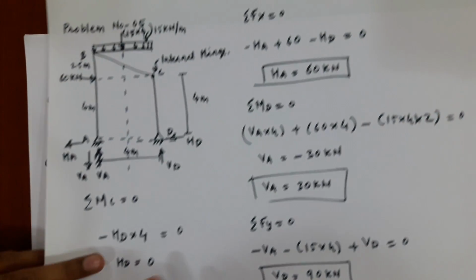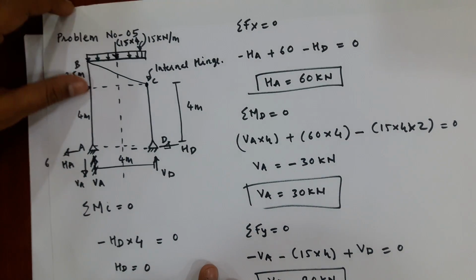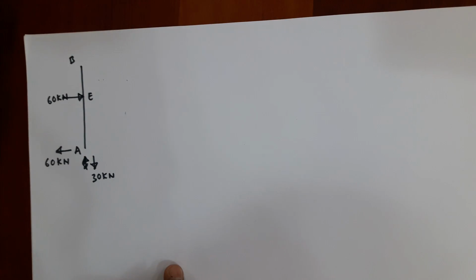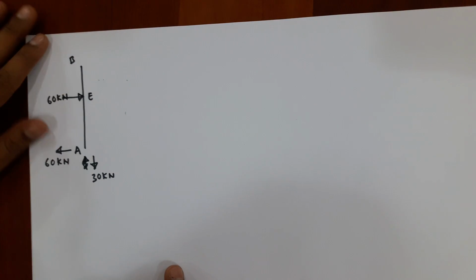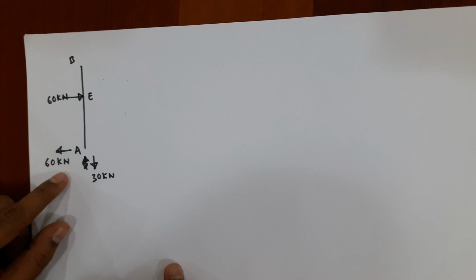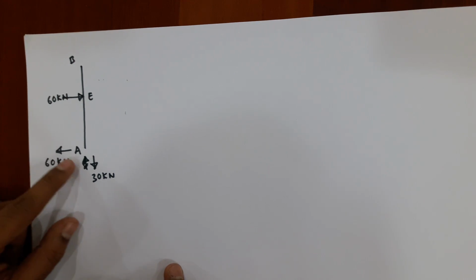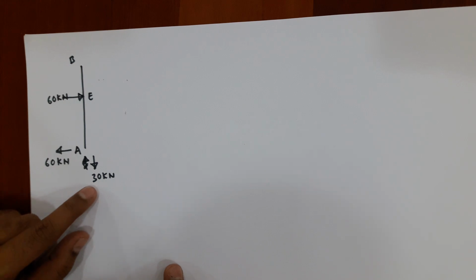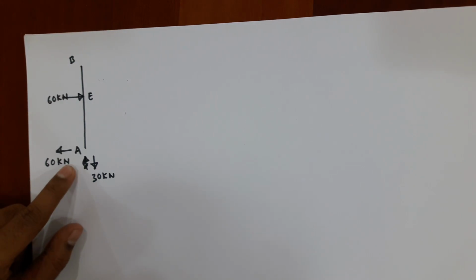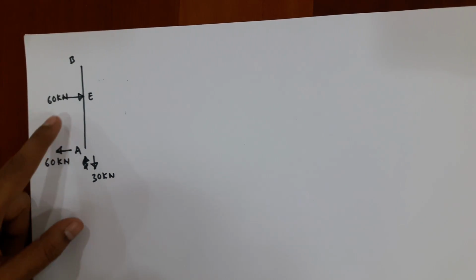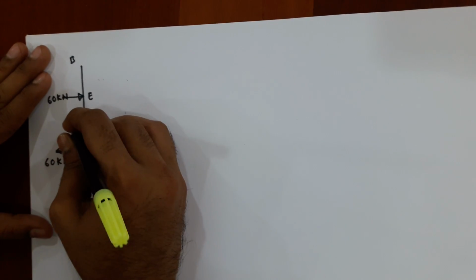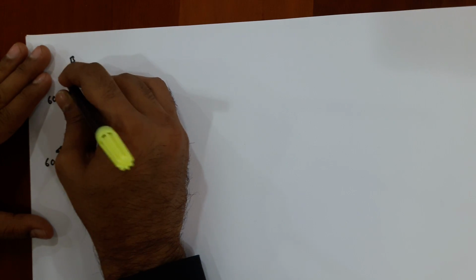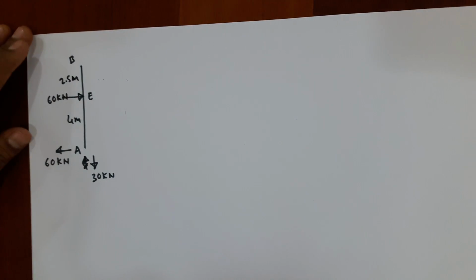Here the member AB is here. You need to draw the free body diagram of AB showing the loads acting on the member AB, and also you have to show the reactions. We know the reaction at A, VA is vertically downward, 30 kilonewton, HA is pointing towards the left side, which is equal to 60 kilonewton. You know this load is given at a distance of 4 meter from A and this is 2.5 meter. Okay, so we have to analyze this.